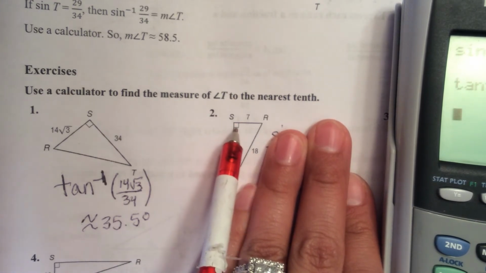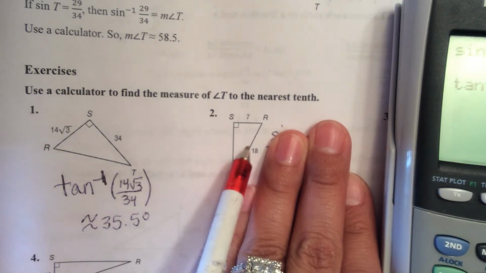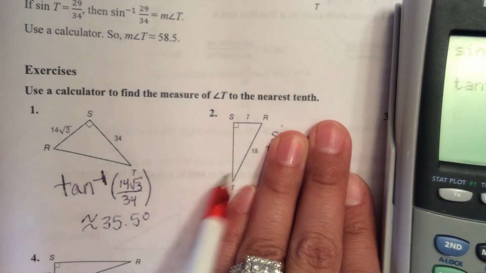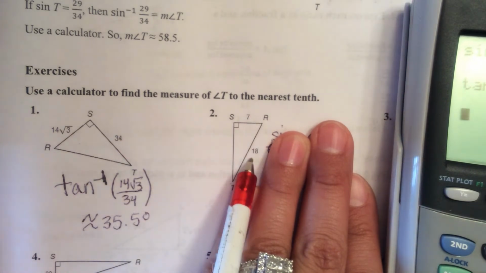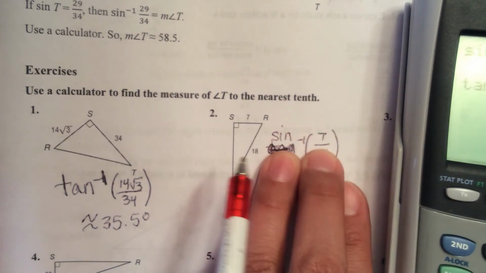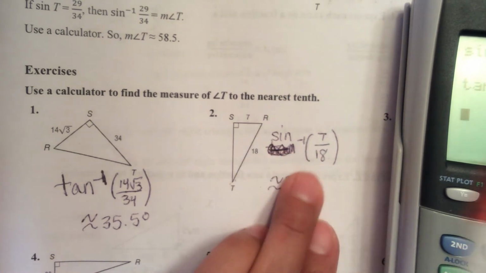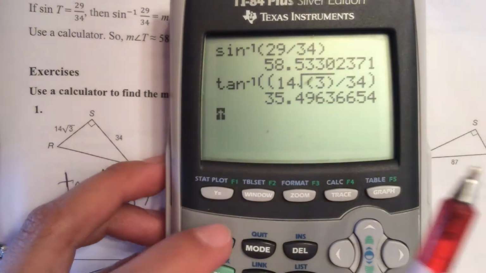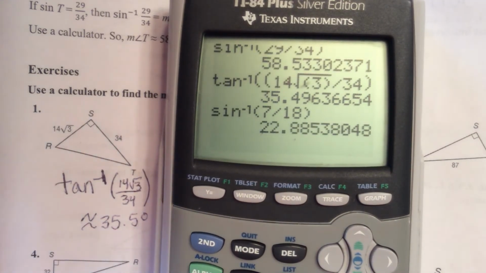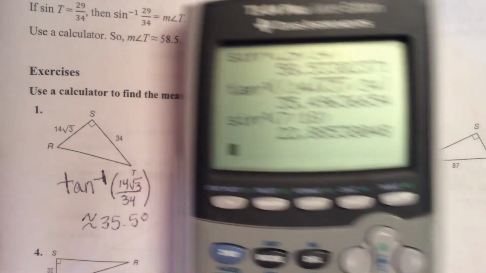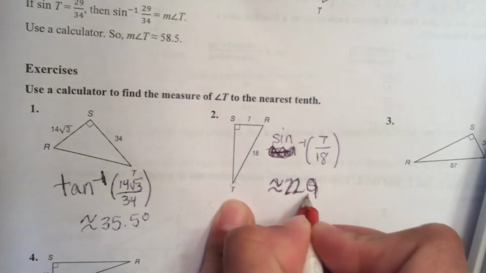The next one, okay, I know angle T. I have the leg that is opposite of the 90-degree angle, so we're going to call that the hypotenuse. We have the leg that is opposite angle T, which is 7. So when we think of SOHCAHTOA, we know opposite over hypotenuse is sine. Okay, so we take the inverse of sine, which is 7 over 18. When we stick that into our calculator, second sine, and then type in 7 over 18. That gives us approximately 22.9 degrees.